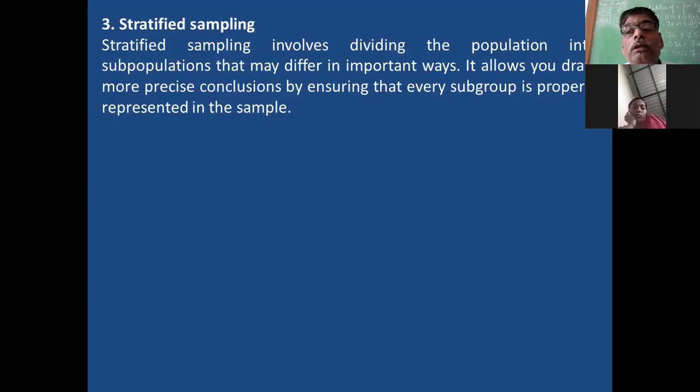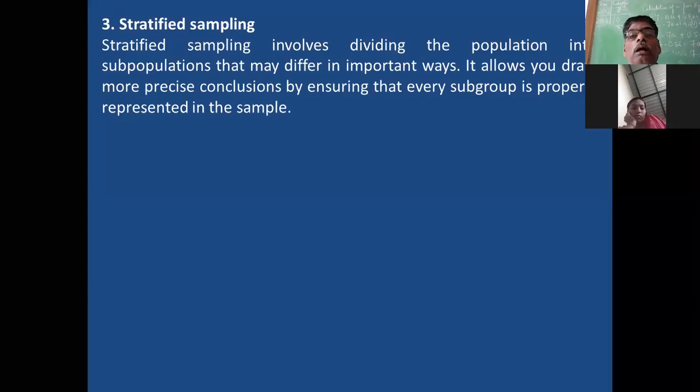Then how to select the samples? How to select the sample means you divide the whole students. For example, in the GI Bagewadi College, there are three faculty: arts, science, commerce. You divide arts, science, commerce students. This is called as subpopulations, that may differ in important ways.